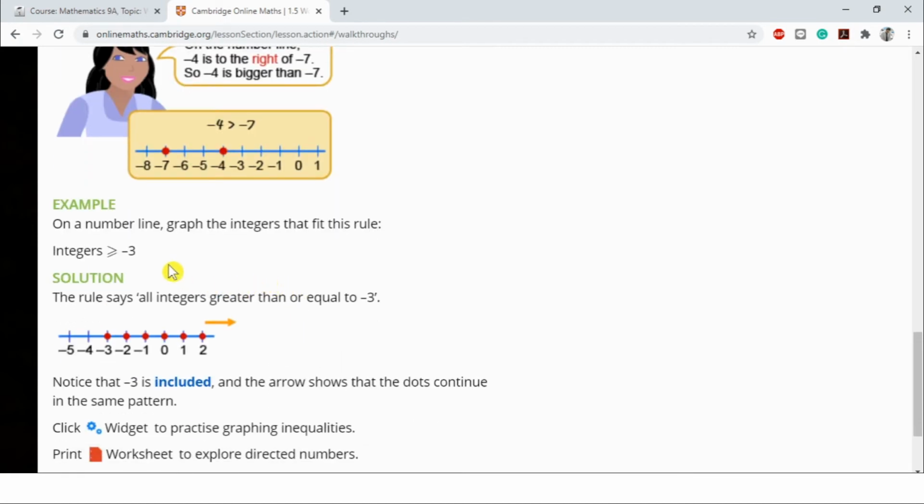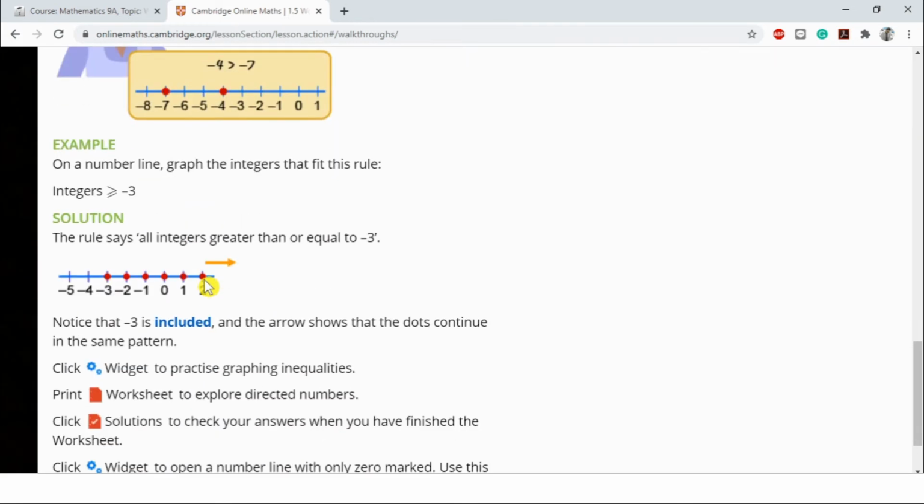Another example we have here. On a number line, graph the integers that satisfy this rule: the integers greater than or equal to minus 3. So the solution is, as I mentioned before, the numbers start with negative 3 to the right. It will be negative 2, negative 1, 0, 1, 2, until infinite positive. Alright, so these are the integers that are greater than or equal to negative 3.